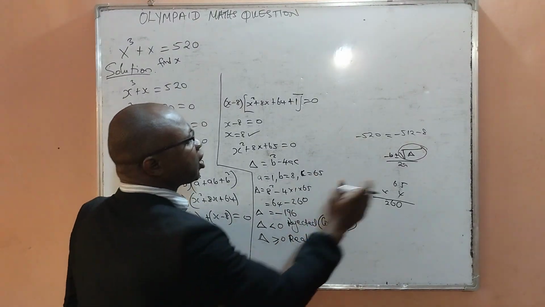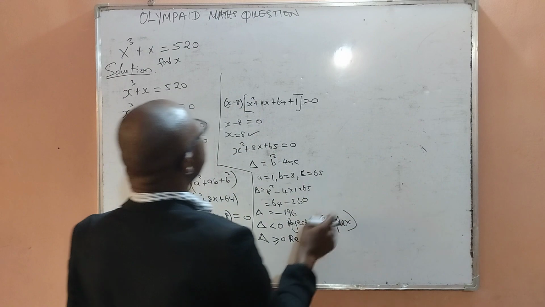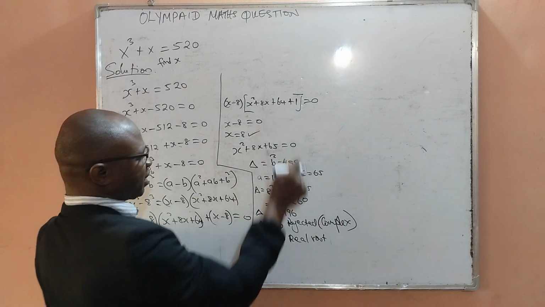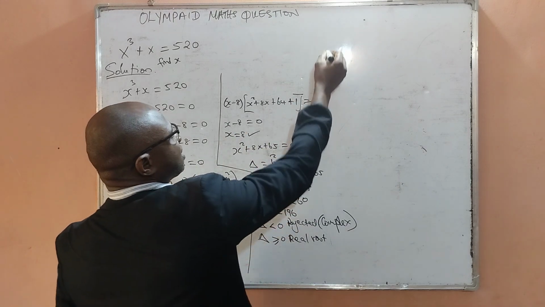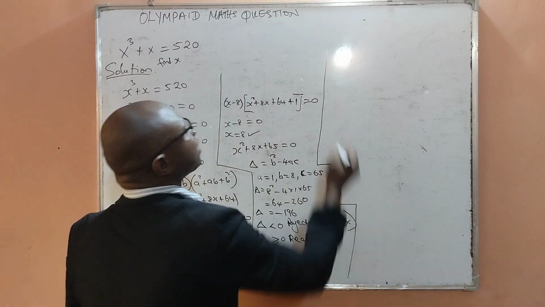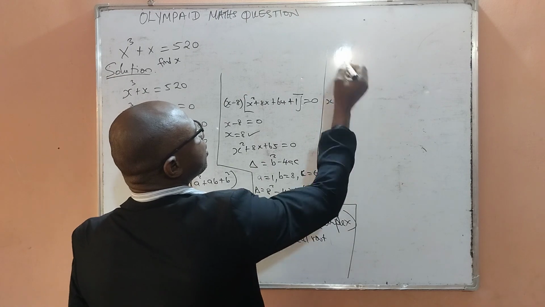Alright, in conclusion, it means that having rejected the second bracket, because it will result in a complex root, the right value of x is the first value of x, which we have gotten already, as x equal to 8.